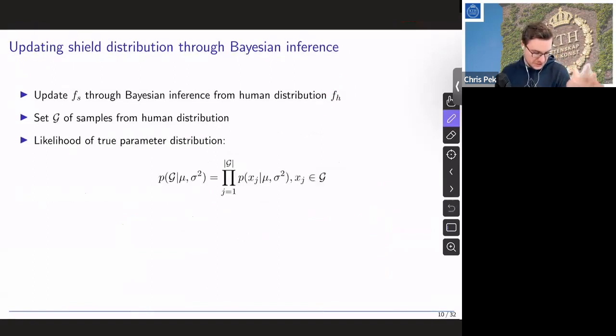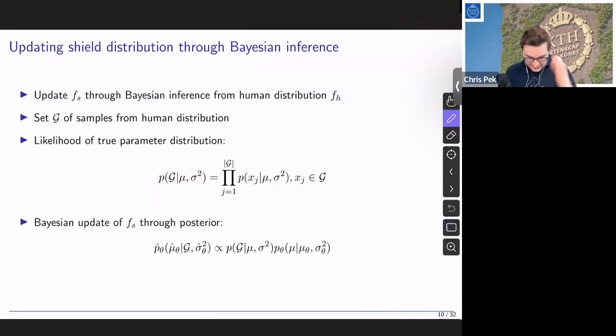So we get a set G of samples from this human distribution and the likelihood of the true parameter distribution. So what is the true mean and variance given our set of samples? We can compute that using the likelihood. The cool thing is, we can do the Bayesian update of this shield parameter distribution just by using the posterior computation formula given here below. So basically, given the likelihood of our samples and previously the likelihood of certain parameters, we can update the new mean and new sigma of our shield parameter distribution.